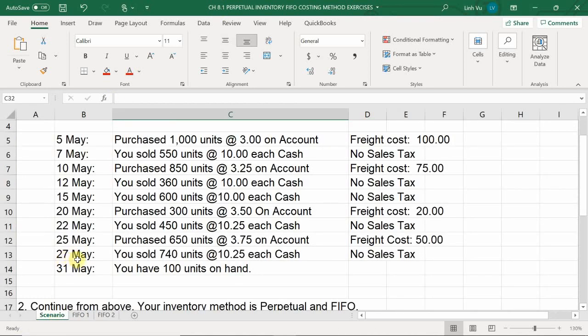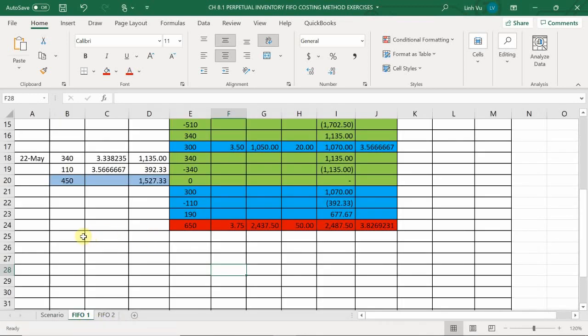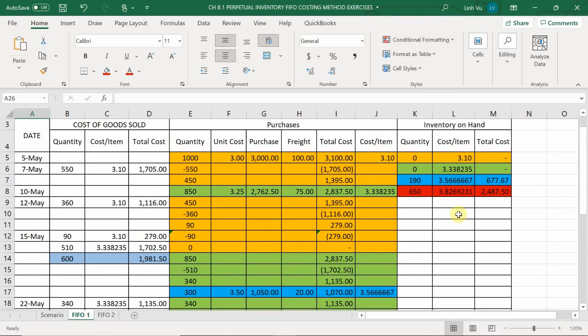So last but not least, on the 27th of May, you sold 740 units at $10.25. So sold 740 units on May 27th.